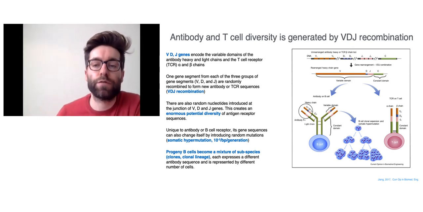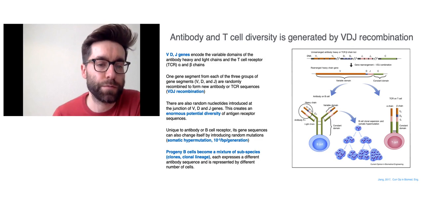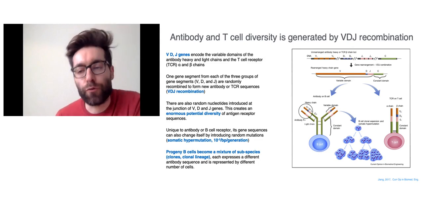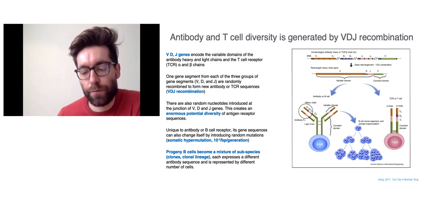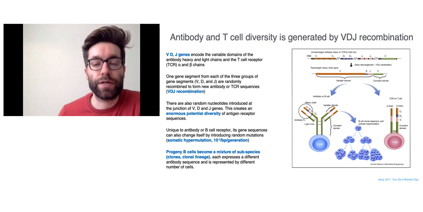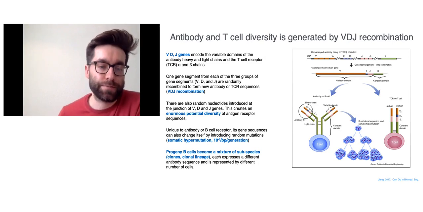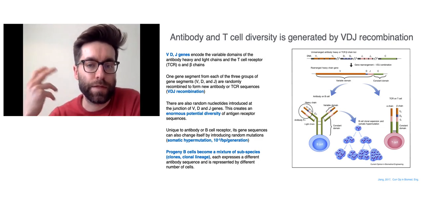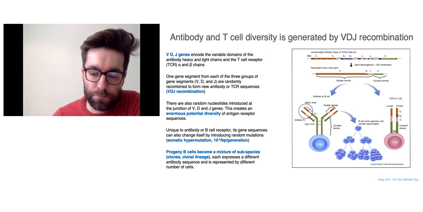B cells have one further dimension which is somatic hypermutation. Although there are some eLife papers, I think, which have also shown somatic hypermutation in T cells in sharks. But in humans, the hypermutation part is B cell specific.